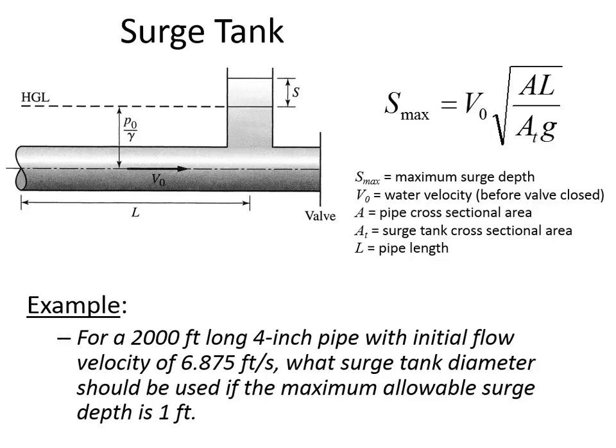So if we wanted to have a surge tank, the question would be how large should this surge tank be for the case that we've just described? If we've got this 2,000 foot long pipe with a 4-inch diameter and we know the flow velocity, the equation shown here tells you the maximum surge depth that can be expected. And if we were going to use a surge depth that's only allowed to be 1 foot, we'd want to know how big the surge tank should be in terms of its required diameter.